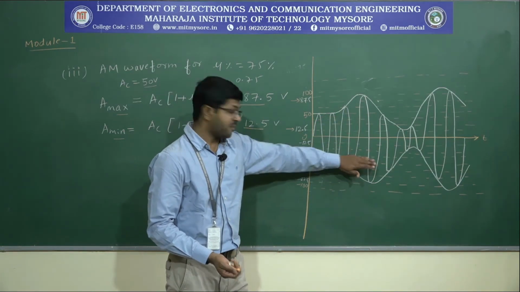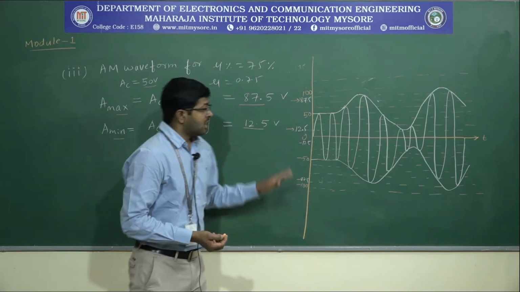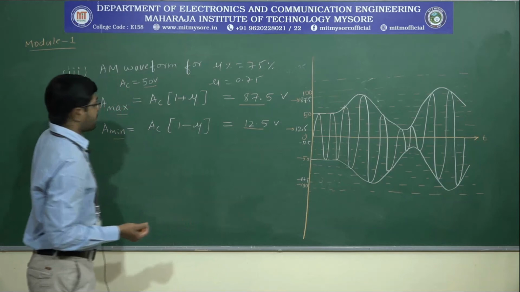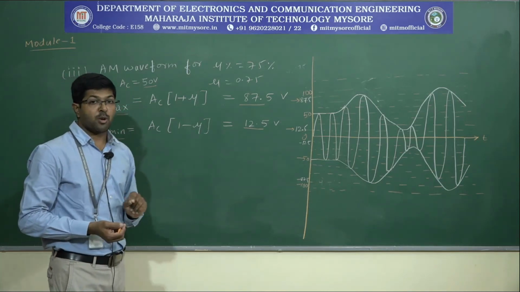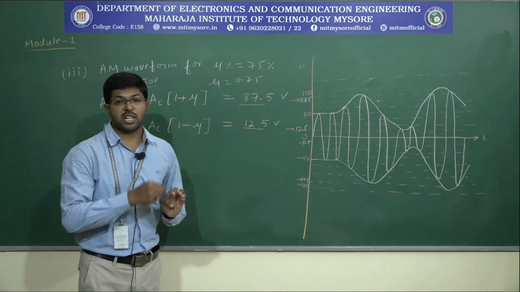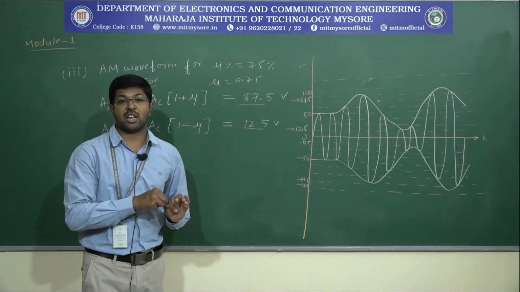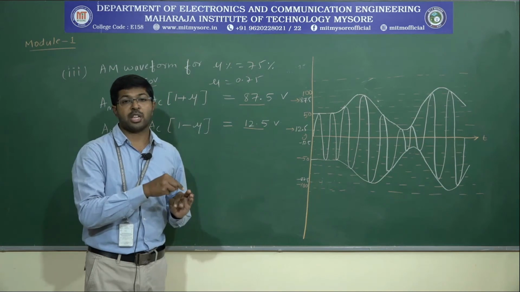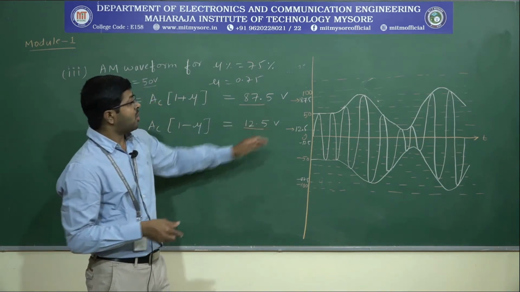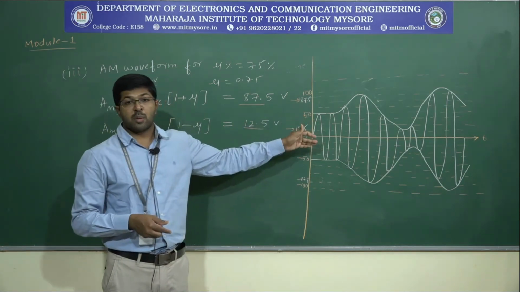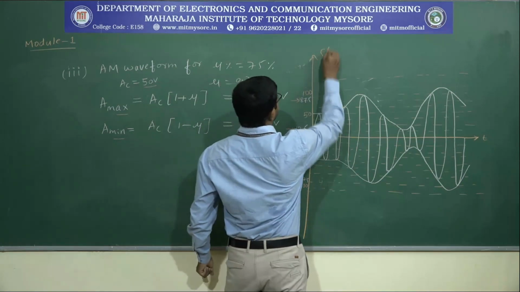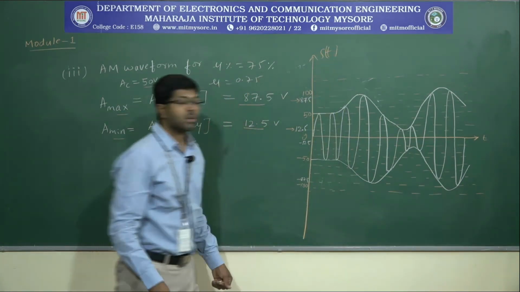Okay, this completes the third aspect of our problem number 5, where first we derived the expression for the AM wave. After that we wrote the spectrum, and then the time domain representation of the AM signal. This you can write as S of t.